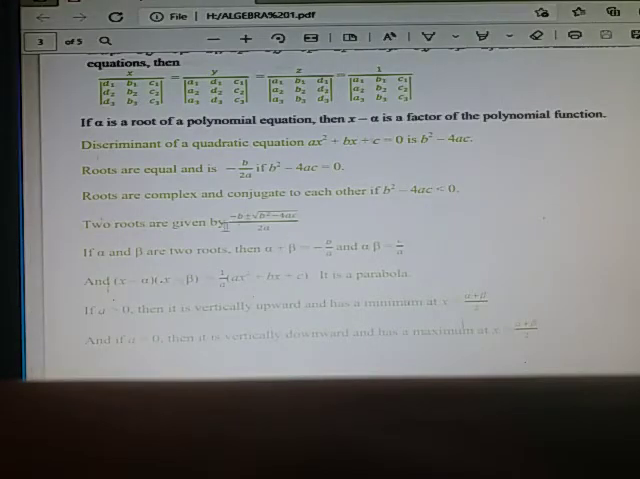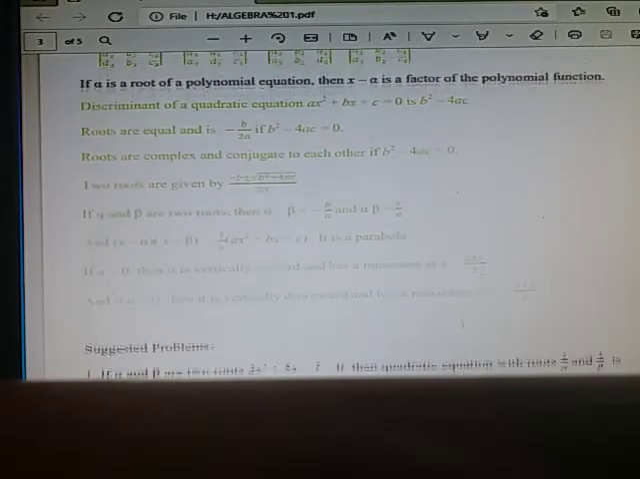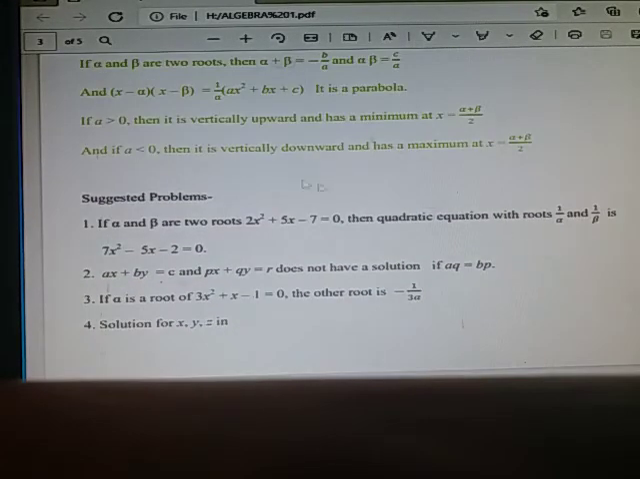So the two roots are given by the formula, and these are all things we have got in school. If alpha and beta are the roots, then the sum of the roots is minus b by a, and the product of the roots is c by a. Everything you have got at school level. And you see x minus alpha, x minus beta, this is a quadratic equation or quadratic function, ax square plus bx plus c. This is actually a polynomial function whose degree is 2, that is why it is a quadratic function.